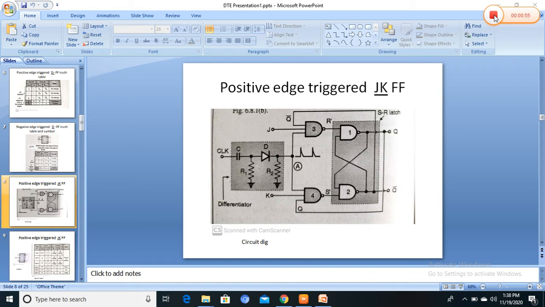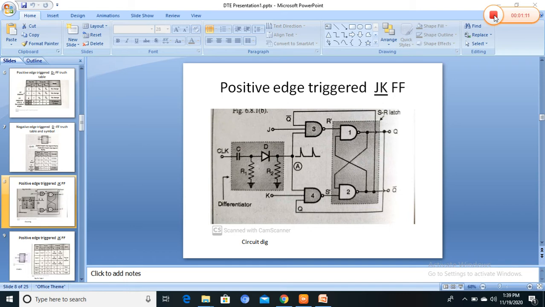For the negative edge trigger, to get the negative spikes, the diode is reverse biased here. This is forward biased; only the direction of the diode is changed. Then the clock edges change.